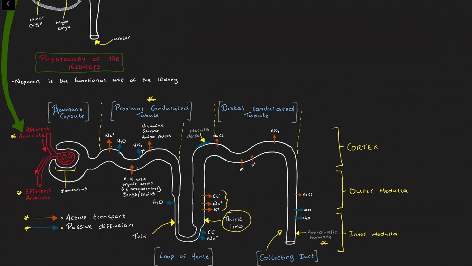The difference between the proximal convoluted tubule and these cells in this area is that they actively secrete hydrogen ions into the lumen against the concentration gradient.